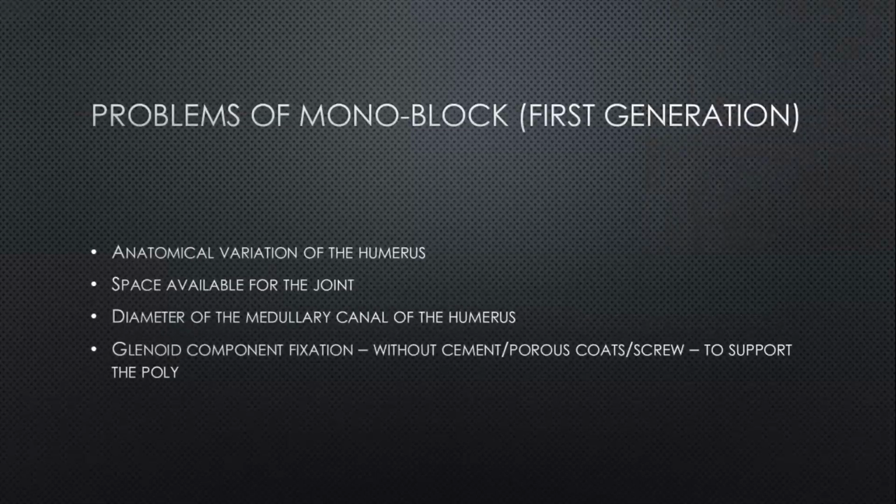So what were these problems that the rest of the world was struggling with? The first generation was actually the monoblock. A monoblock is just one single structural piece that acts as the ball and the socket for the shoulder joint. So problems with these were anatomical variation. Everyone's size is not the same. The size of the shoulder joint can be smaller, can be larger, depending on the body structure of the patient. Also, the space available for the joint, how much the soft tissue components can be stretched or loosened.